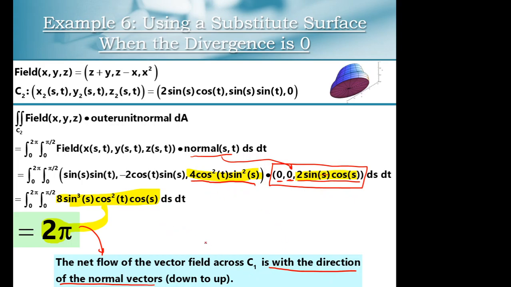What else should I mention here? Notice that my conclusion is about C1, the pointy German hat, rather than about C2, the elliptical base. So my calculation was about C2, and I got 2 pi, but I was able to generalize that to information about C1 because of my substitute surface technique.